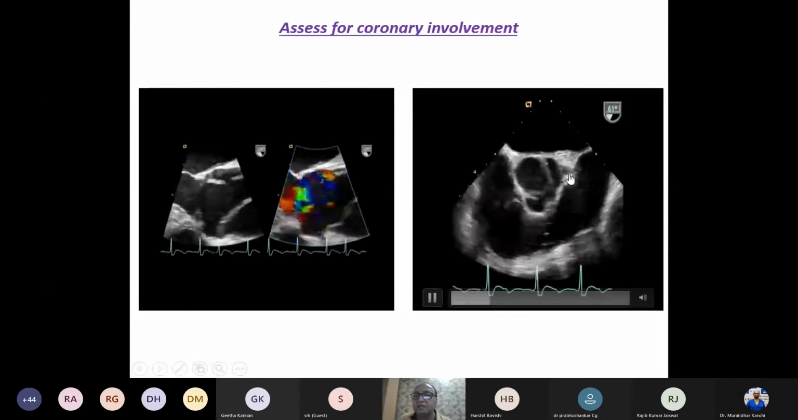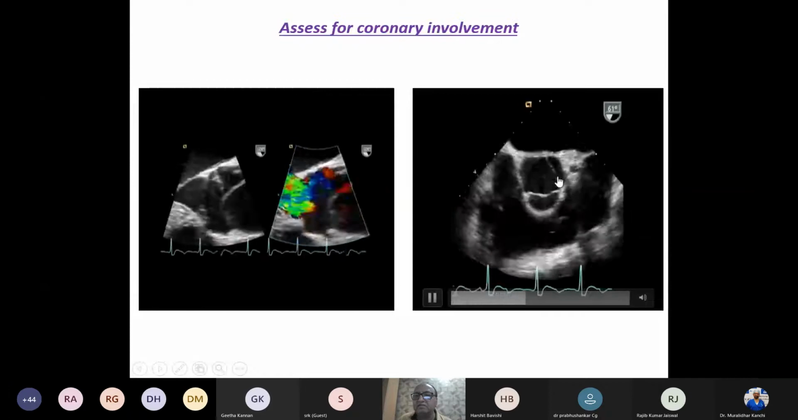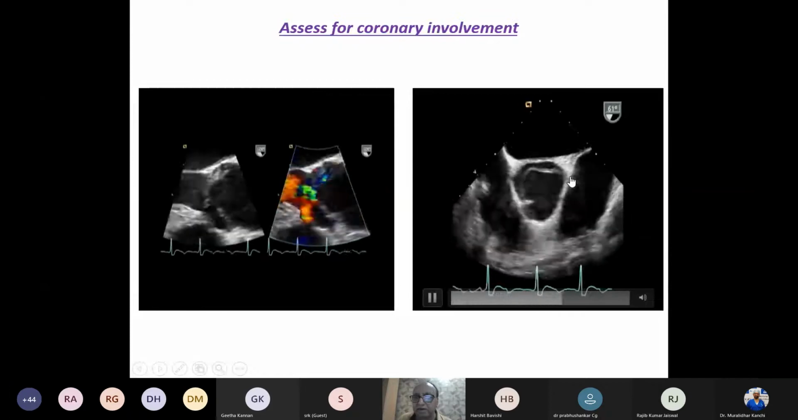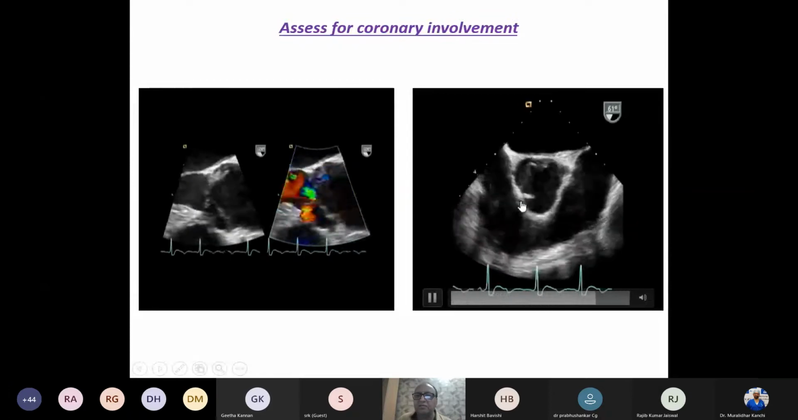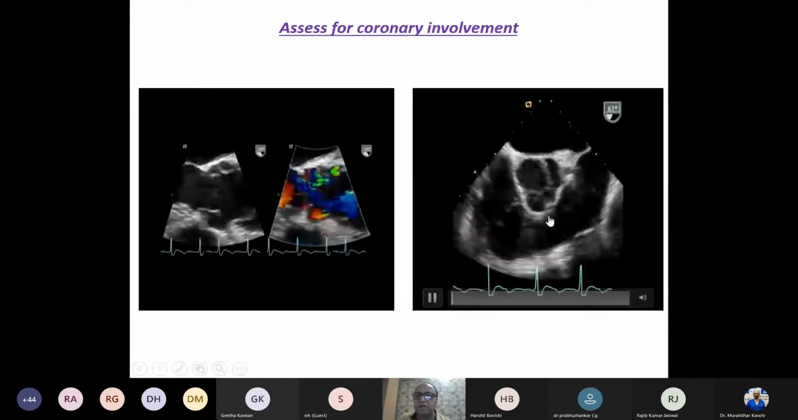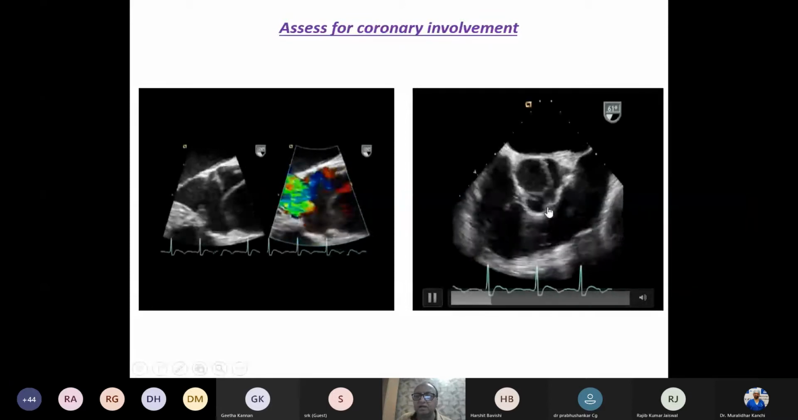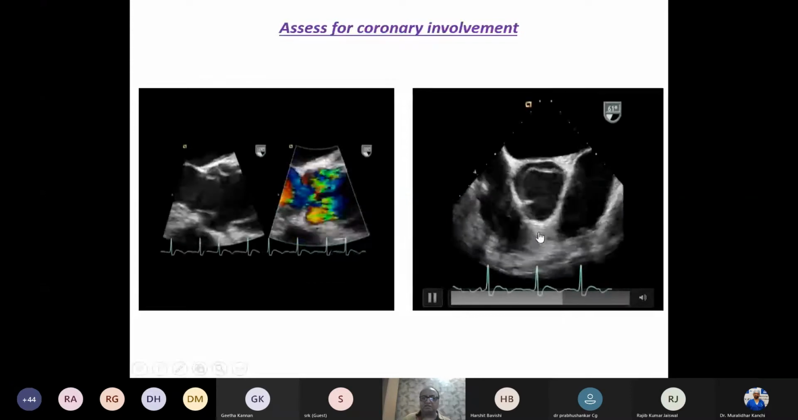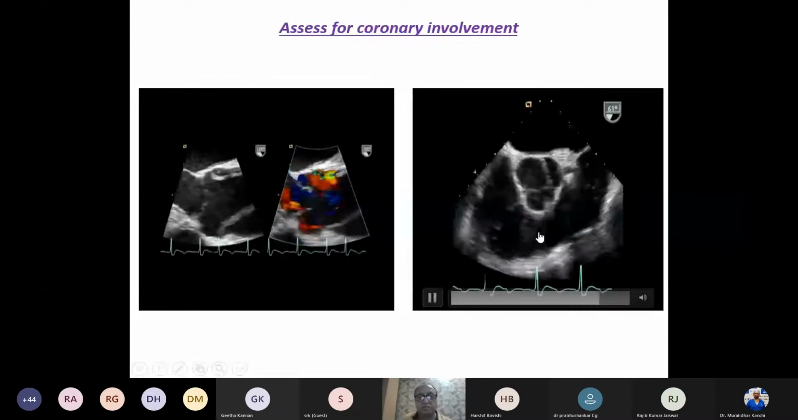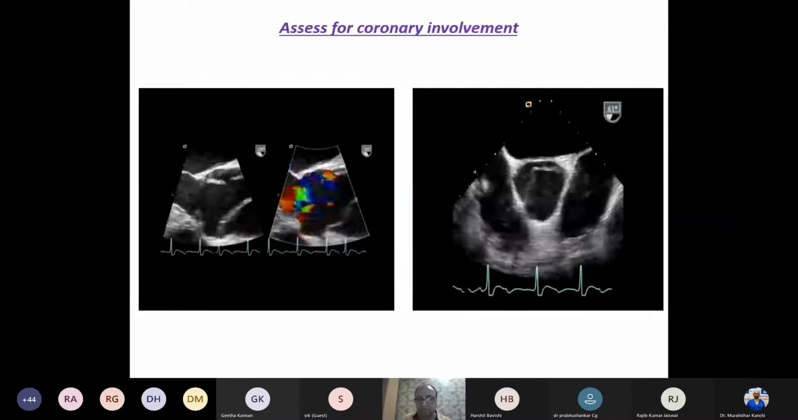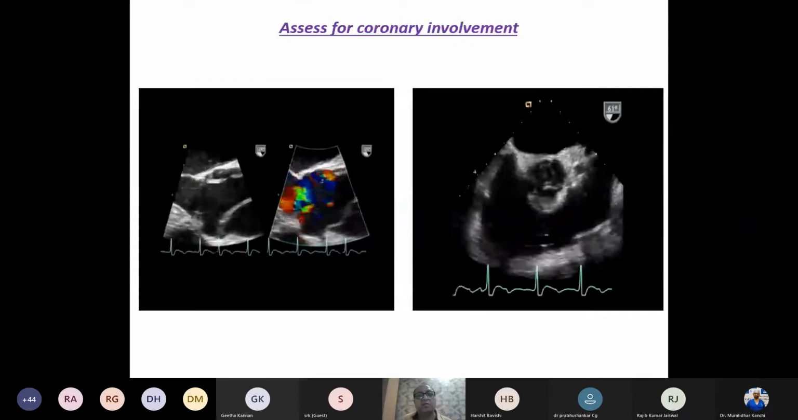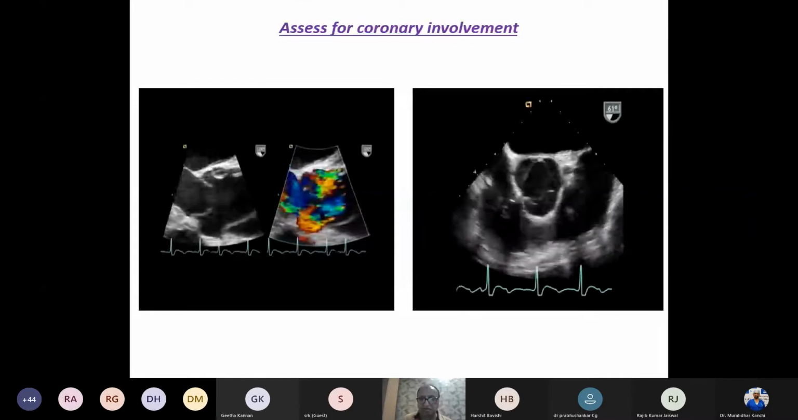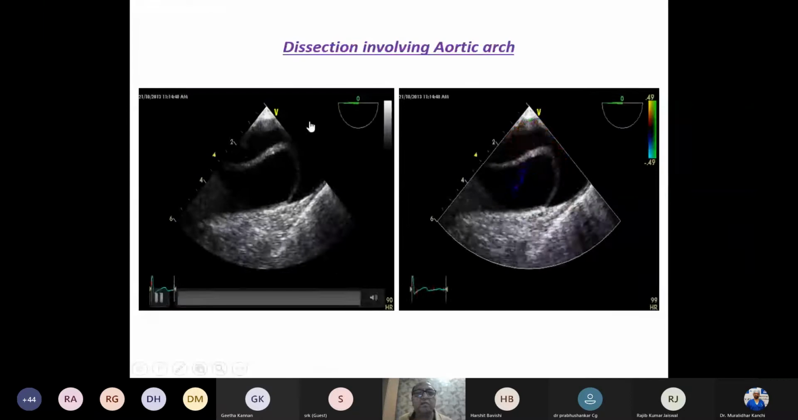Here you can see the dissection flap is not involving the origin of the left main. In fact, in this short axis view, you can see both the left main and the right coronary artery. Here, the dissection flap is not involving the coronary arteries. Actually, in 10 to 20% of individuals, it does involve them, which requires repair and also a coronary bypass to be done if the coronaries are involved.